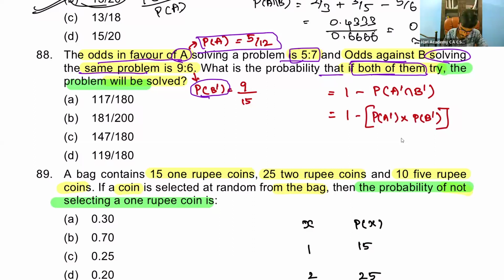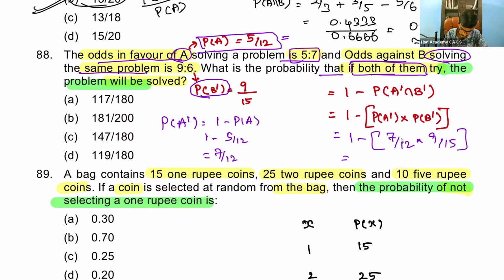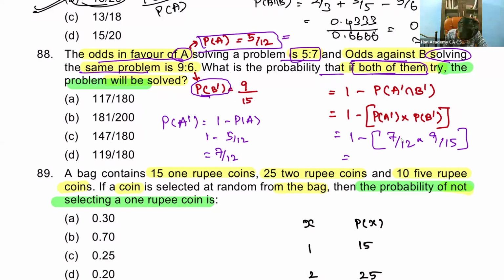Then question number 89, an interesting question to be noted. The bag contains 15 1-rupee coins, 25 2-rupee coins, 10 5-rupee coins. If a coin is selected at random from the bag, what is the probability of not selecting a 1-rupee coin? There will be two methods. Method 1: 1 minus, not selecting, they are asking. I am not going to select the 1-rupee coin.